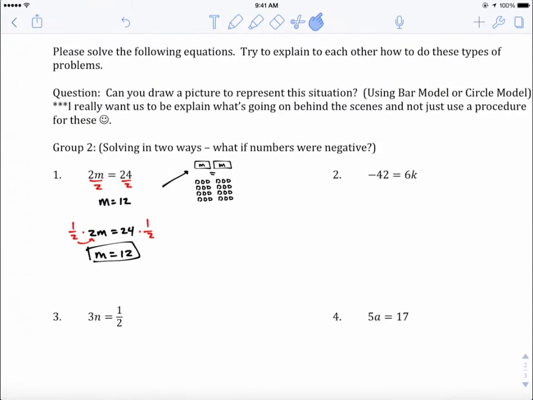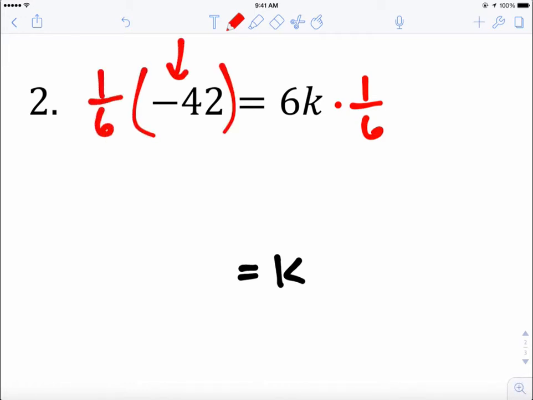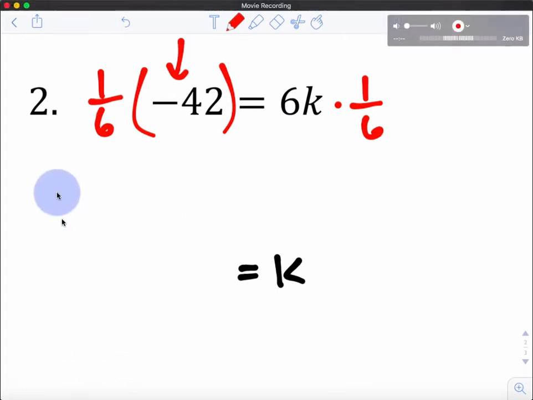Okay. Similarly right here, I know that 6 times some number is equal to negative 42. If I want to know what that number is, well, I want to know what just 1k is. So I want to take a 1/6 of this side of the equation. Let's take a 1/6 of these negative 42. Sounds easy enough to me. Let's multiply by a 1/6. And in this case, it should use some parentheses because things might get a little tricky with that negative sign. 1/6 times negative 42, I hope we know is negative 7.